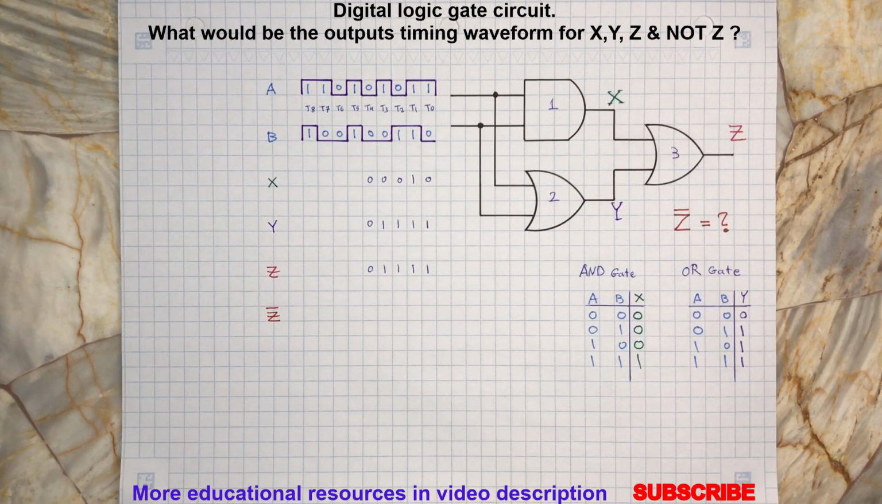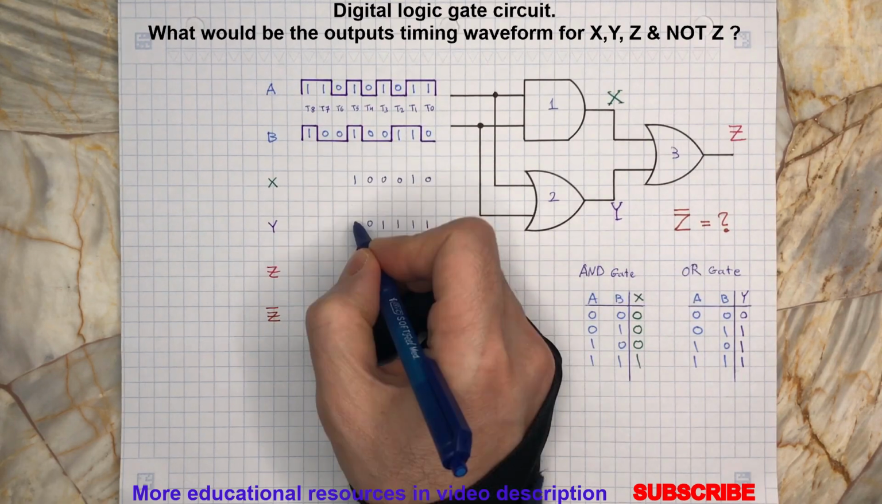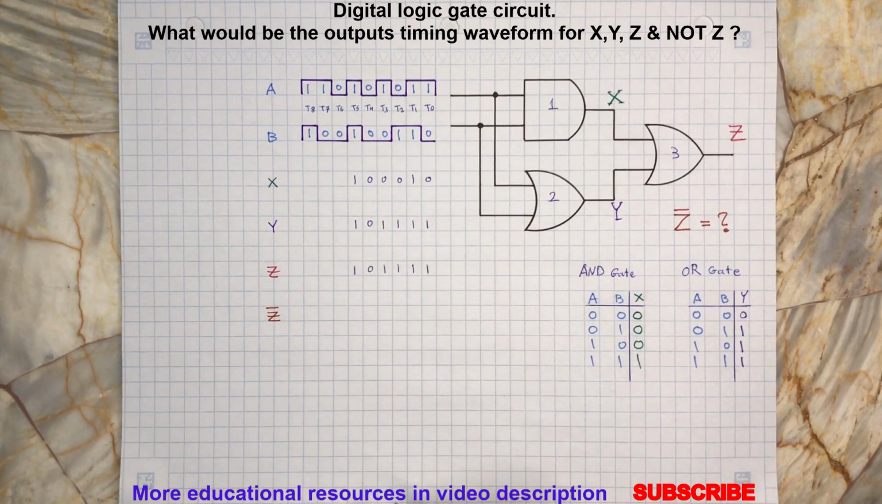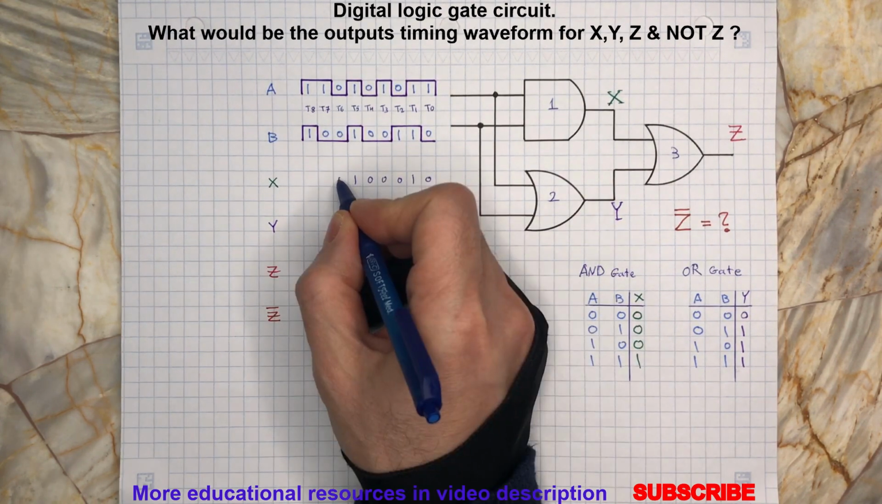During the interval T5, both inputs A and B are logic 1. Then both outputs X and Y as well as output Z will be logic 1. At the time interval T6, both inputs A and B are 0. Therefore, both outputs X and Y as well as output Z will be logic 0.